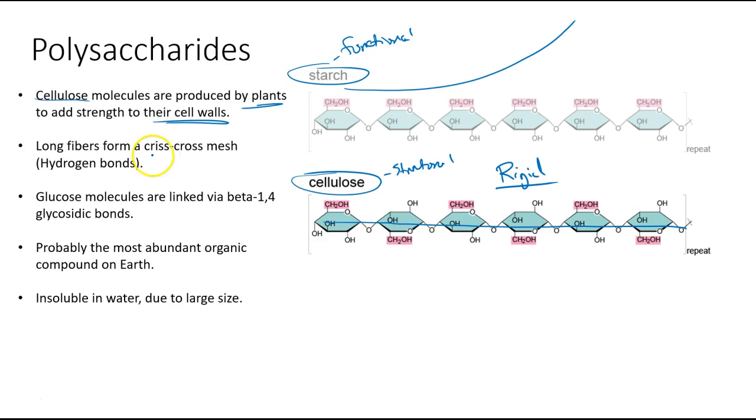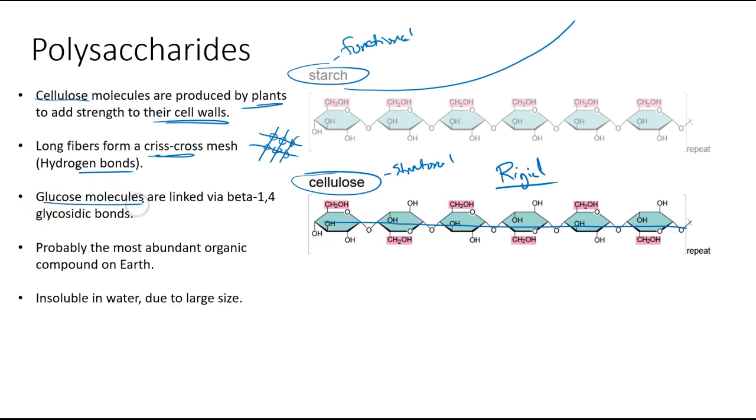These are long fibers, and they form a crisscross mesh due to hydrogen bonding. Okay, so if we have a cellulose, cellulose, cellulose, cellulose, I know it looks like a tic-tac-toe board, but these interactions right here would be hydrogen bonds that are holding these individual rigid cellulose fibers together, and because we can keep these very rigidly packed together, it's going to create a very, very structurally sound lattice structure that is going to produce a lot of rigidity to plant tissues.